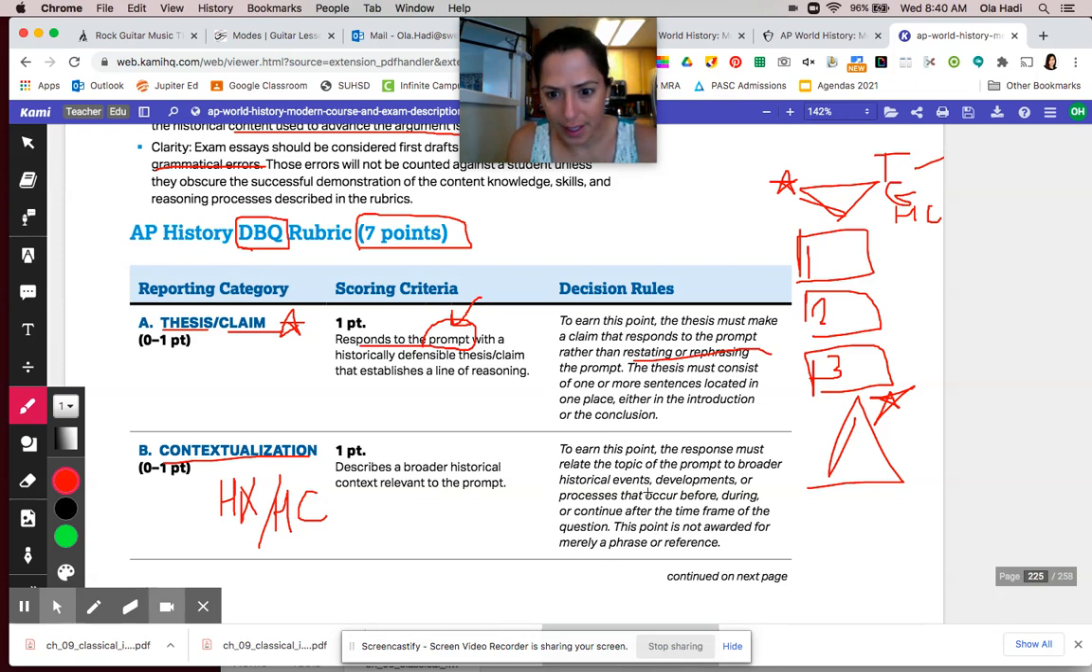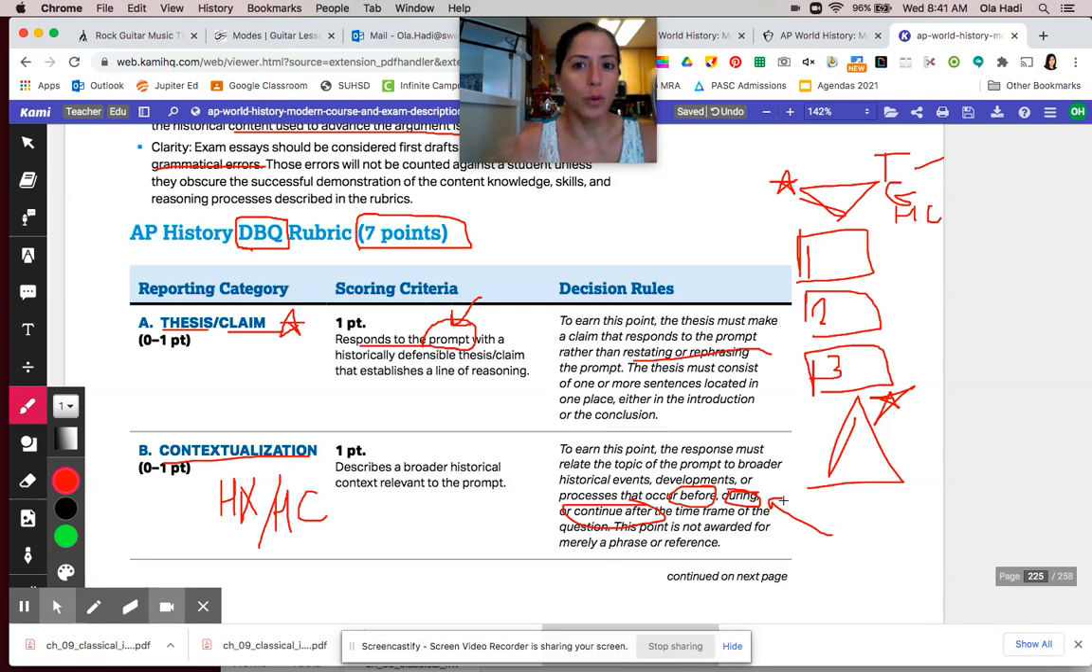And let's see what it says here. So these are events or developments or processes that occur before, during, or continue after. So this is the cool part. They're giving you a lot of flexibility. So let's say you're doing some essay, and you've got all these documents that are about World War I, but you know that after World War I, you have the Great Depression, all these other tensions, the rise of different new ideologies. You could talk about that, relate it to World War I, and get credit.